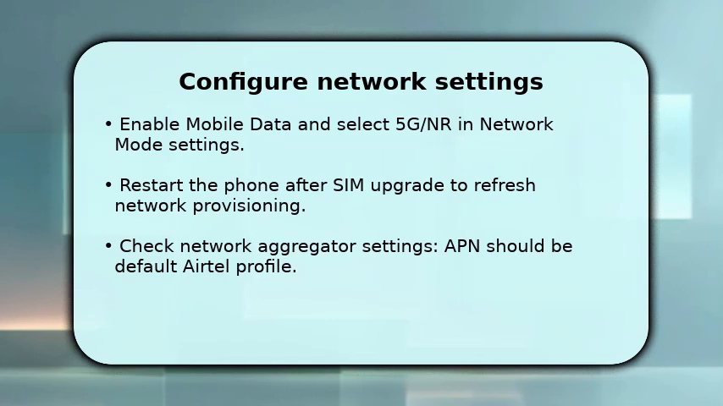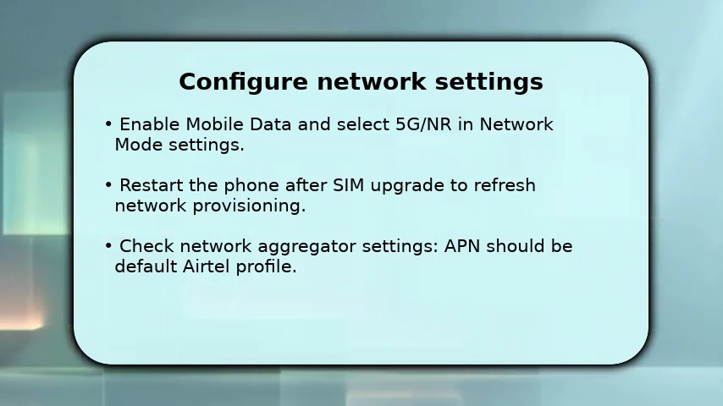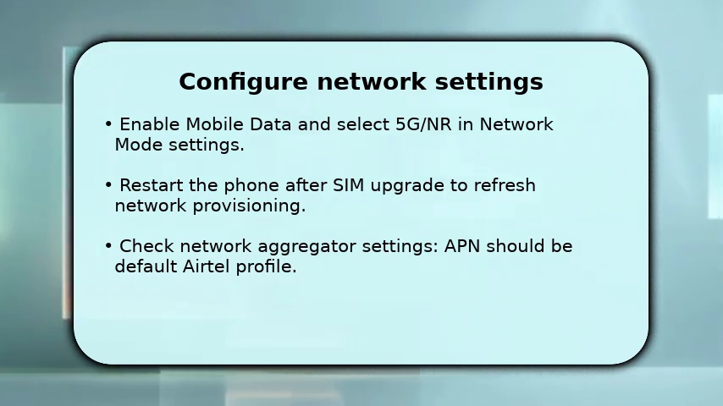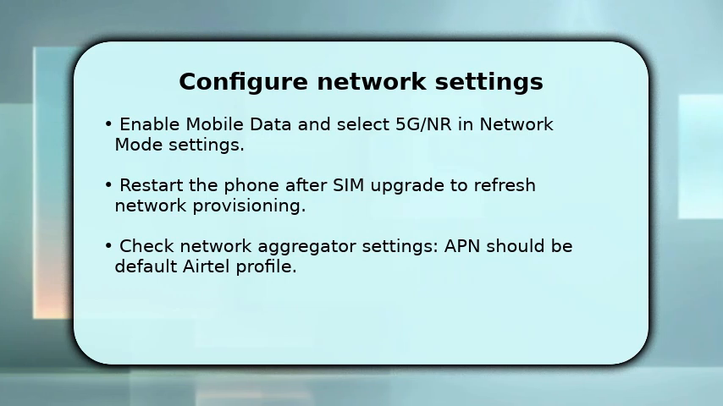Next, you configure the phone to use 5G. Open Settings, go to Mobile Networks, and choose 5G/NR Preferred or Automatic. If options are hidden, toggle Airplane Mode for 10 seconds and retry. This forces the phone to re-register with Airtel.